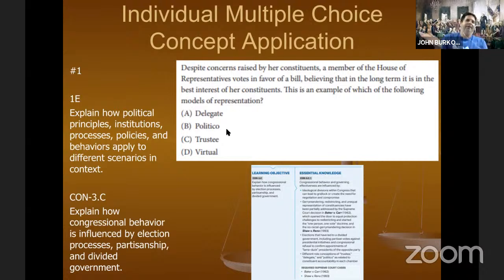Political. Politicos are like, I'm going to try to make everybody happy. I want to do my interest group and the party and the constituents and me. That's not what's happening here. Trustee: I know you're concerned, but I'm doing it in your best interest. I know better. That's what trustee says. I know better. You trusted me. Now, sometimes trustee could be like, I know better for me, but hopefully we're being a little optimistic. So think about how they're applying the situation.